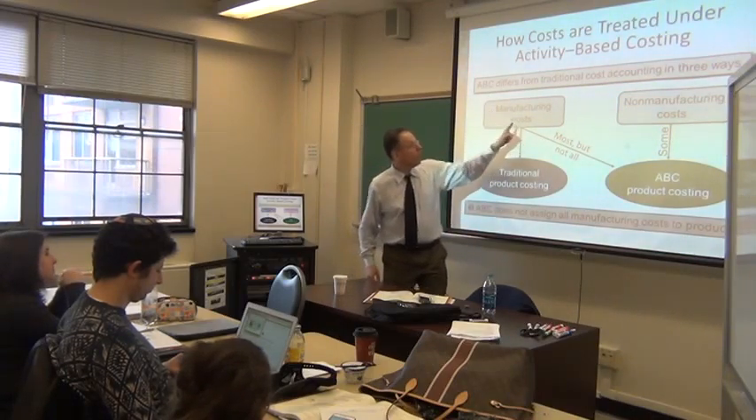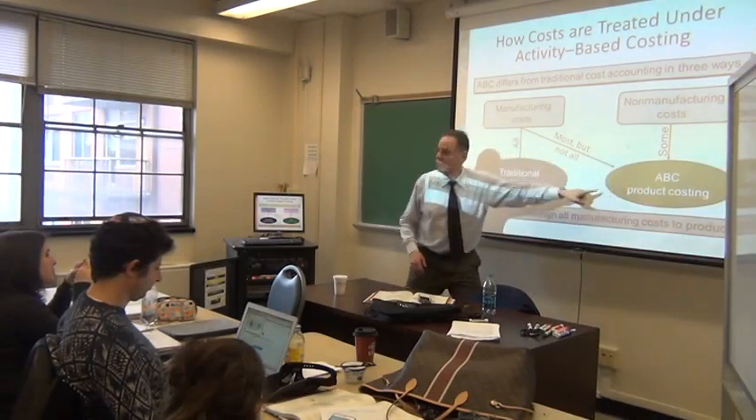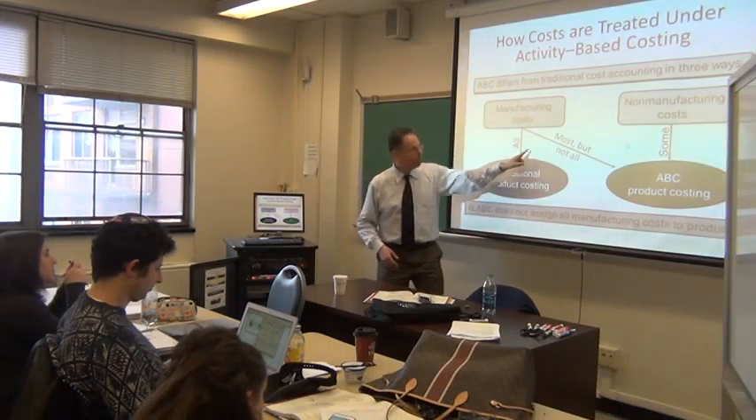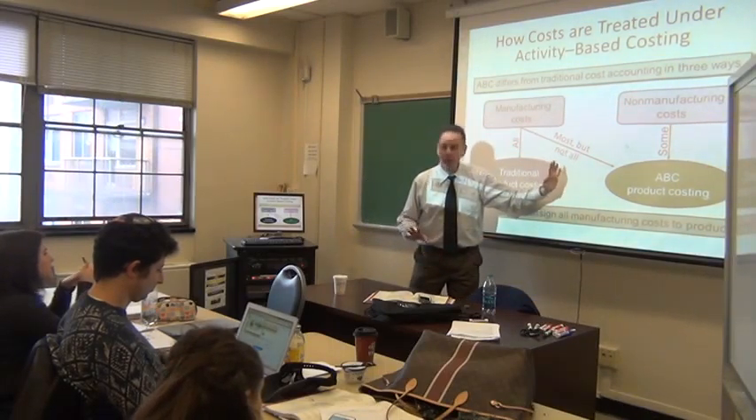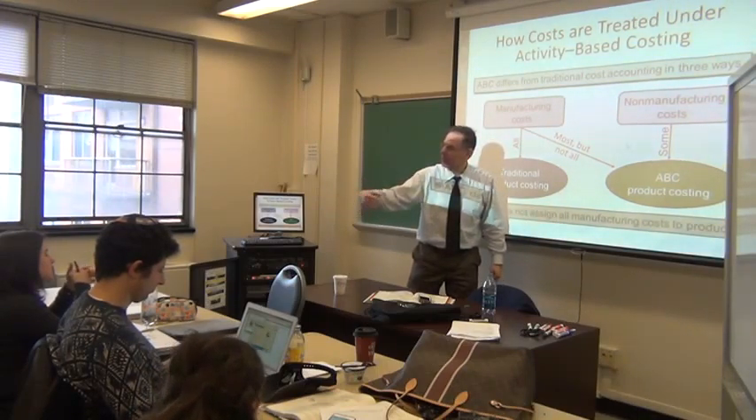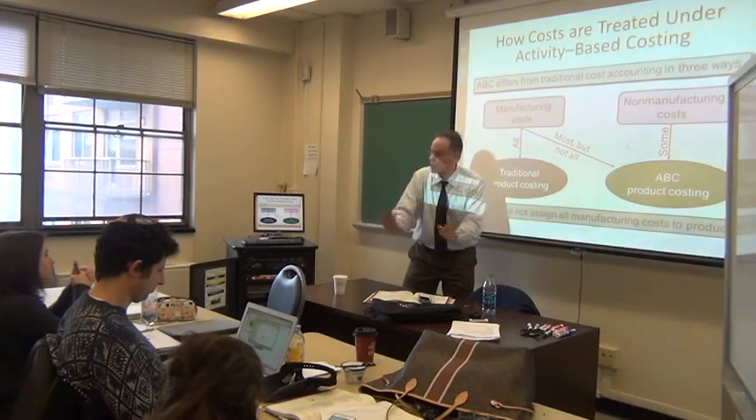Notice under ABC, not all manufacturing costs are necessarily allocated to the products, whereas under the absorption method they would be. So notice this. Why wouldn't they? Because some of those costs may be common. Those may be the kind of costs that don't lead to decision making, because you're going to incur them either way.